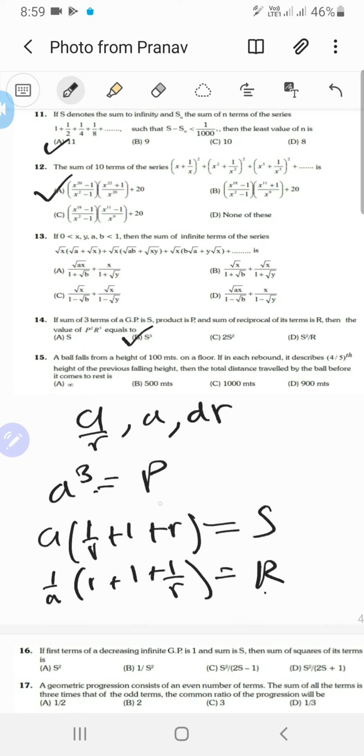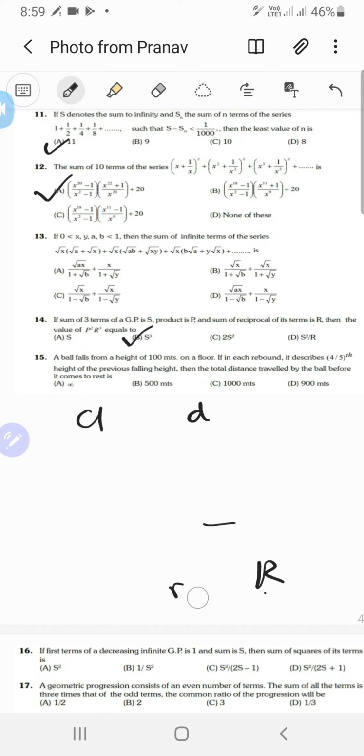Oh wait, this question we have already done once. No, wait, I think this question is new maybe.